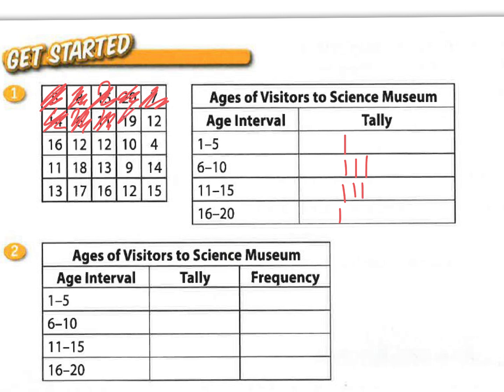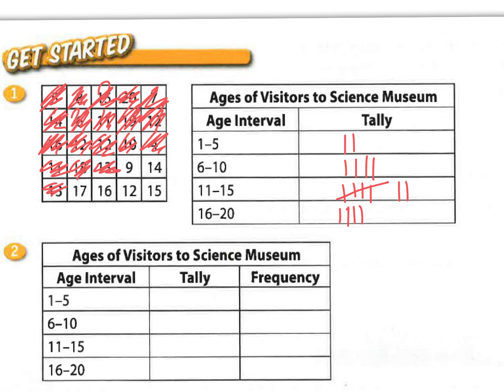11, 19, 12 is between 11 and 15. 16 is 16 to 20. Oh, we have two 12s, so that would be 5 and then 6. We're tallying. Then we got a 10. We got a 4. We have an 11. That goes here. 18 goes here.